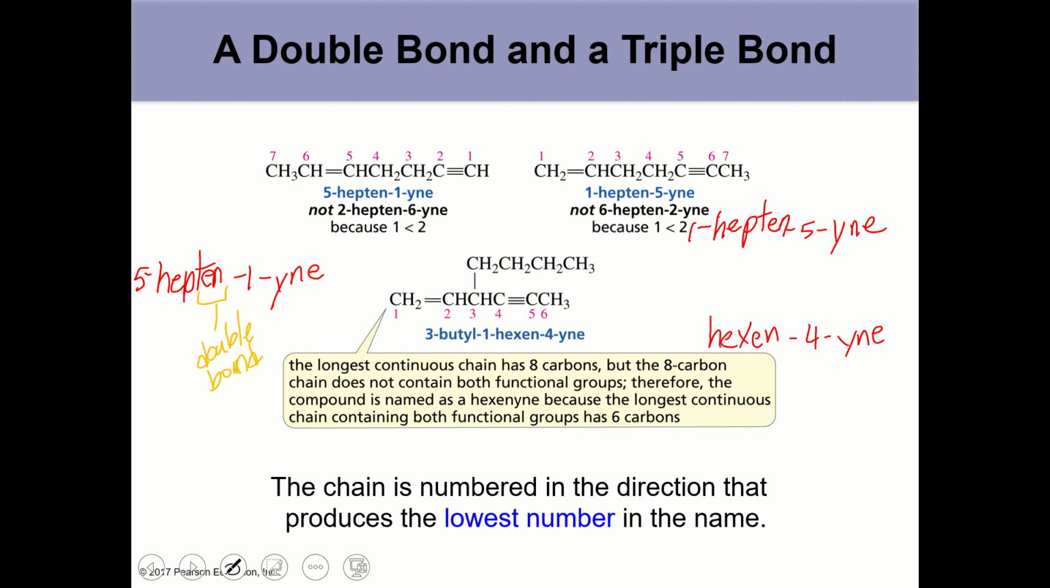Hexene, 4-yne. The number for the double bond goes before the hex, and that's carbon 1. And then before the number for the double bond, I'm going to put the branches off the main chain, the substituents. So that's where I would put the butyl. But then I need to say, where is the butyl located? It's located at carbon 3, so we begin with 3. That's just my thought process, to work from the end to the beginning. And that gives me 3-butyl-1-hexen-4-yne.